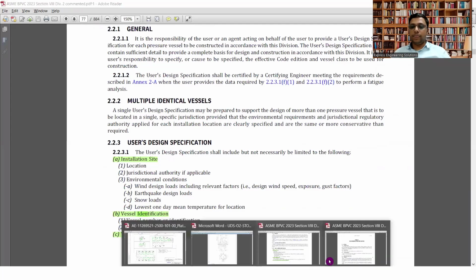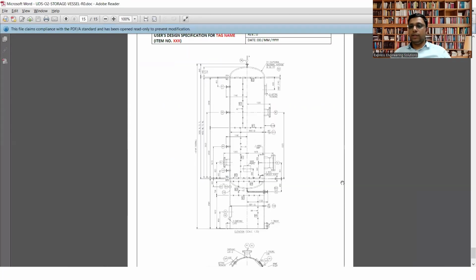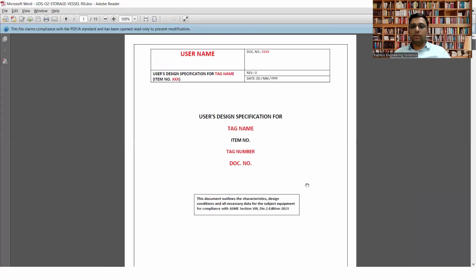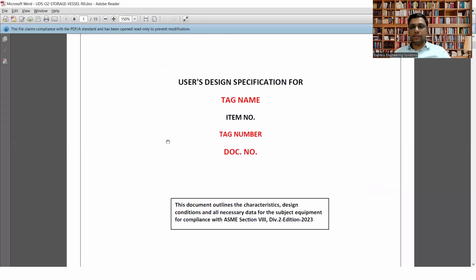So let us say I am opening the UDS. Let's say this is the UDS document we have been talking about. What are the important things? We have seen point by point what is given in 2.2.3. So whether all those things have been considered in the actual UDS or not.